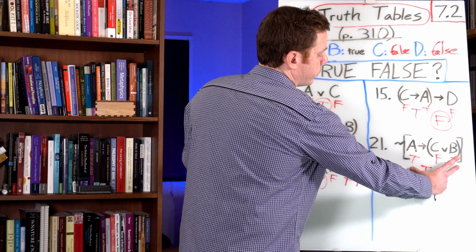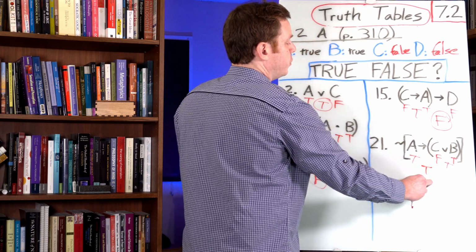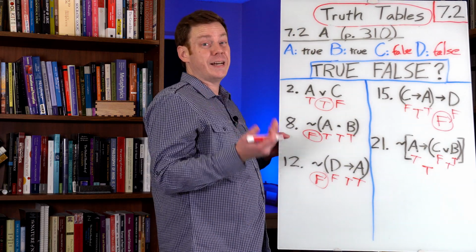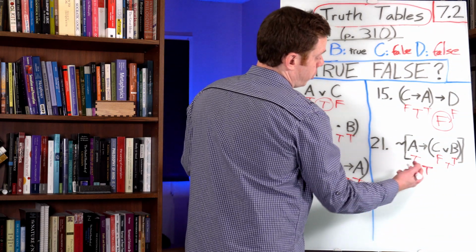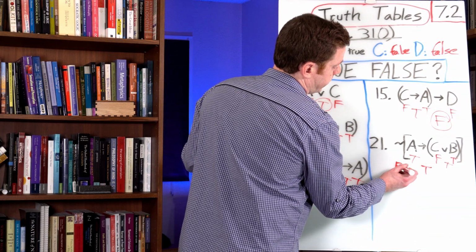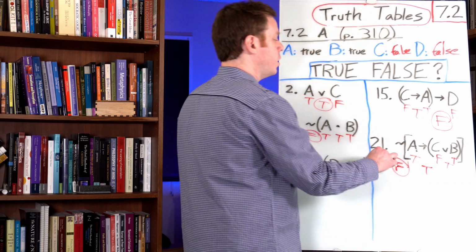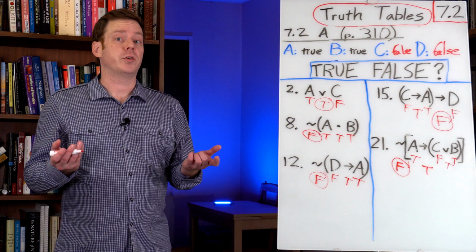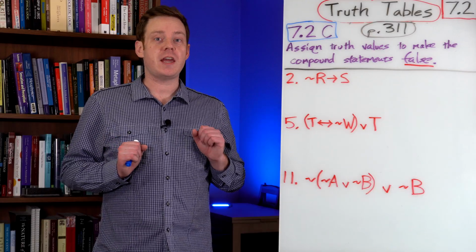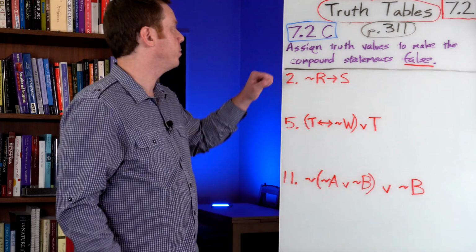If the bracket is true, then a denial of something true is going to be false, right? So number 21 is going to be false. Now let's do a few problems from section C.